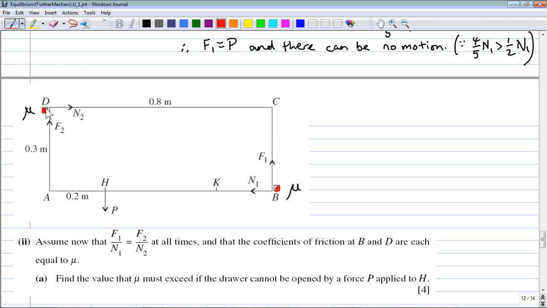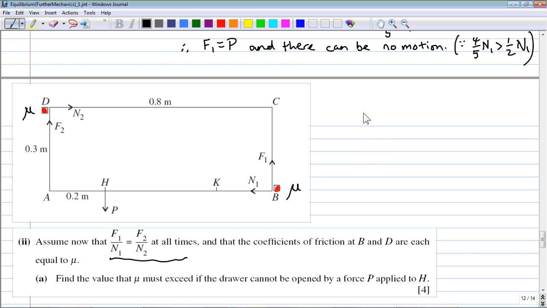Don't forget the rule is f1 over n1 is less than or equal to mu. So we have, if you like, three quantities. These two ratios will always be equal at any moment according to that statement there. And both of them will be less than or equal to mu, and it's the same mu for both contacts. So those two are equal, and they're both less than or equal to mu. Hopefully that's clear.